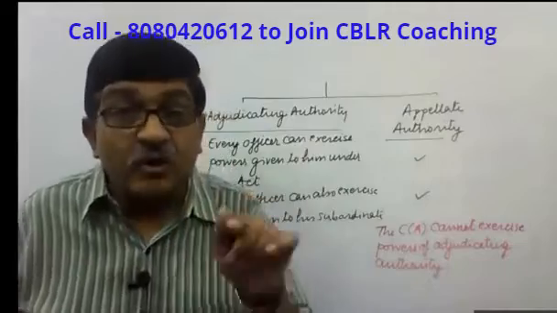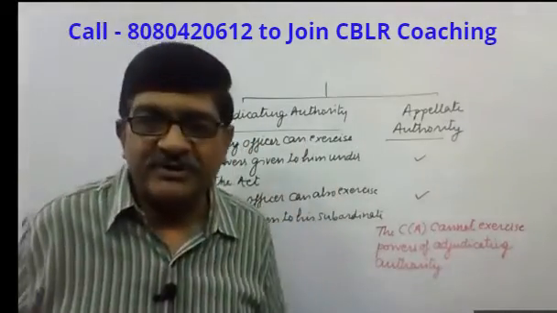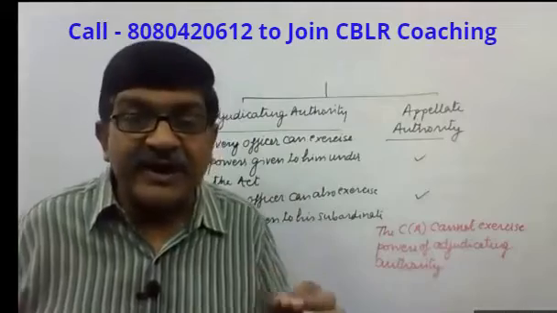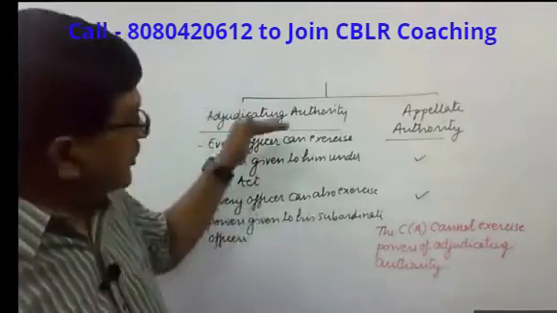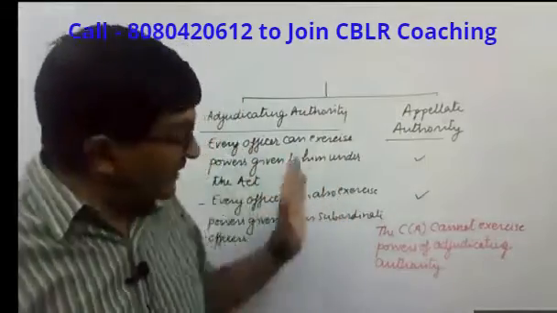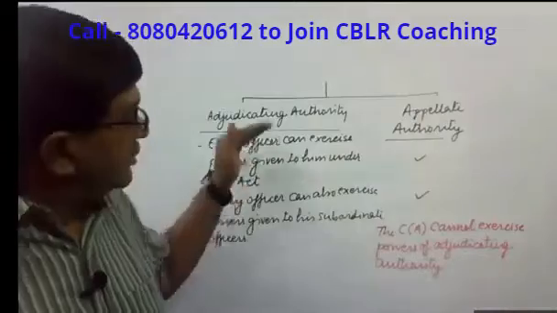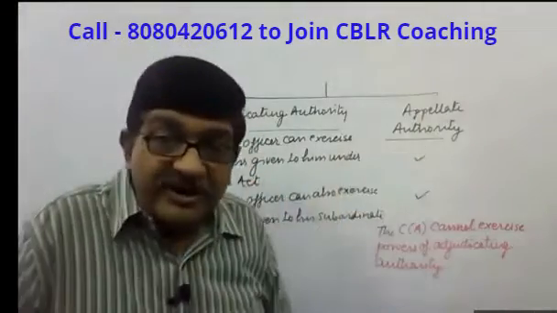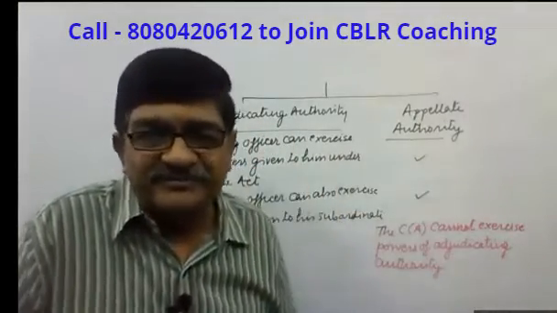But there is one thing common among the two. Only one thing is common, and that is the power to summon any person in respect of any proceeding pending before them. So adjudicating authority as well as appellate authority both have one common power. Otherwise, here the powers are different, and there the powers are different. Where the role of adjudicating authority ends, the role of appellate authority begins. Only one common power among both of them.